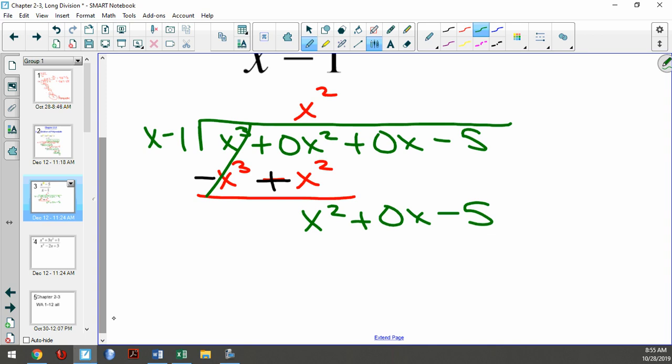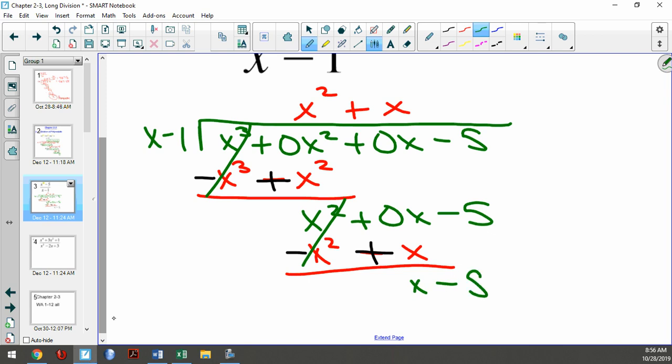Now what? What do I multiply x by to get an x squared? By an x. So this is going to be plus an x here. What do I do on the diagonal? X times x is x squared. X times negative 1 is negative x. What do I do to my polynomial I just made there? Change the signs and make that a negative x squared and a positive x. Add straight down, those cancel out, and I'm left with an x minus a 5.